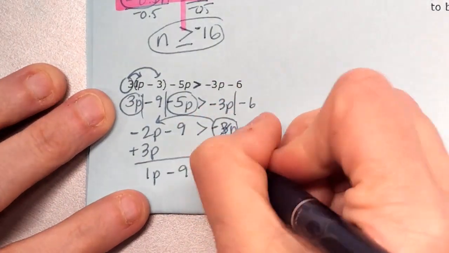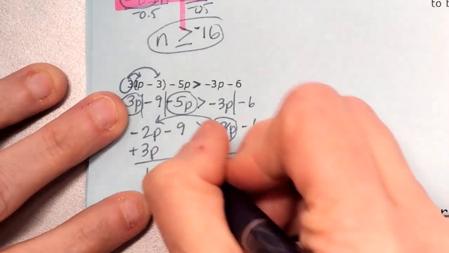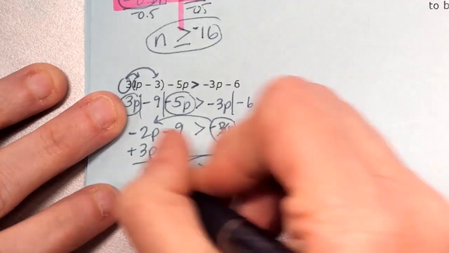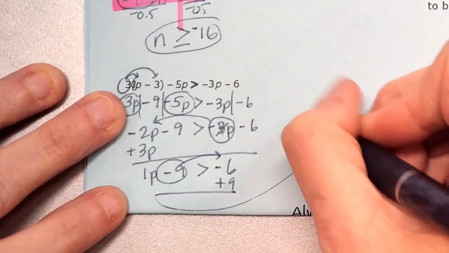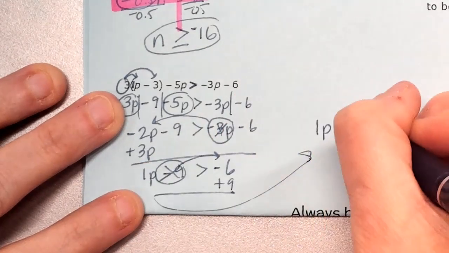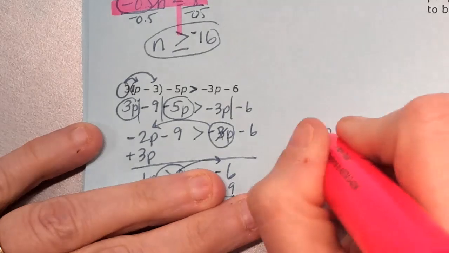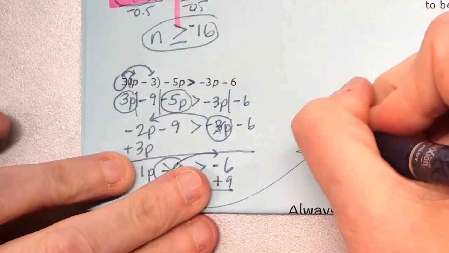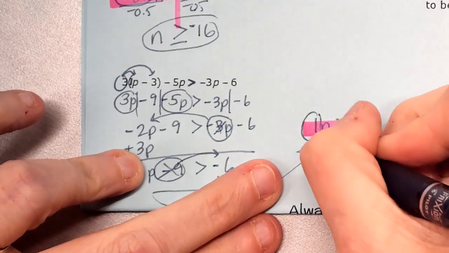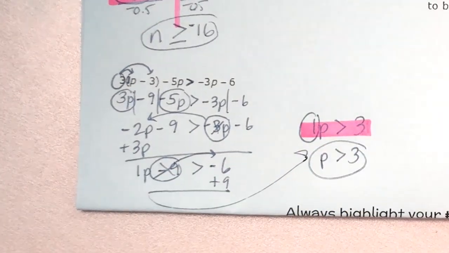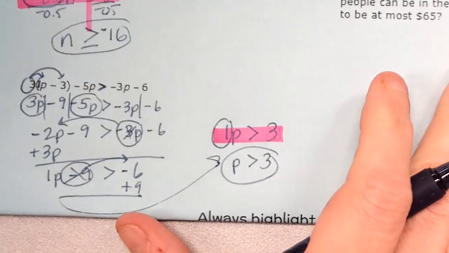And then this is negative 6. Here I'm going to move this negative 9 over here, and it becomes positive 9. I'm just going to kind of scoot this all over here real quick. Now I have 1p greater than 3. And again, right here, even though I know it's just 1 and I don't need to do it, I'm still going to look just to keep myself in the habit. I have 1p, it's positive, p is greater than 3, I am good to go. All right, so that is how we do this.